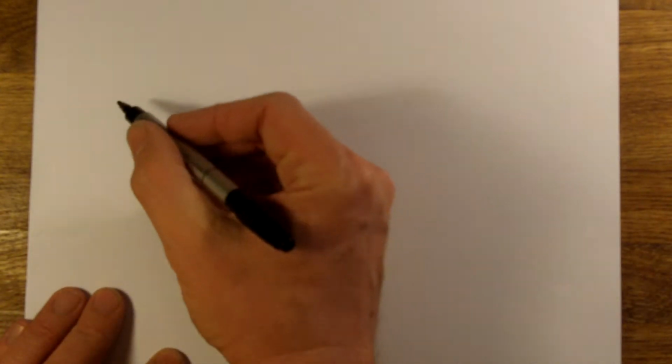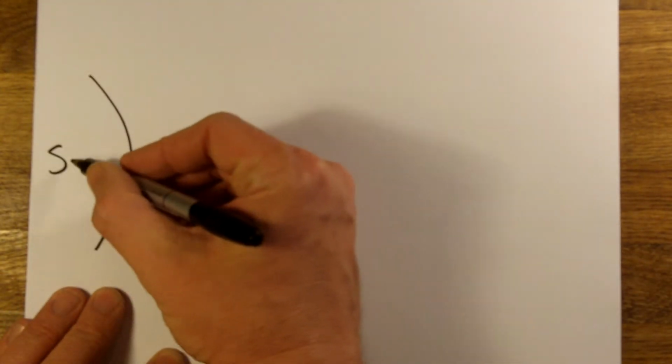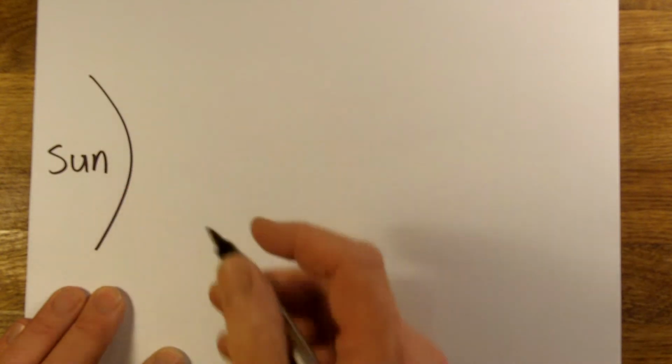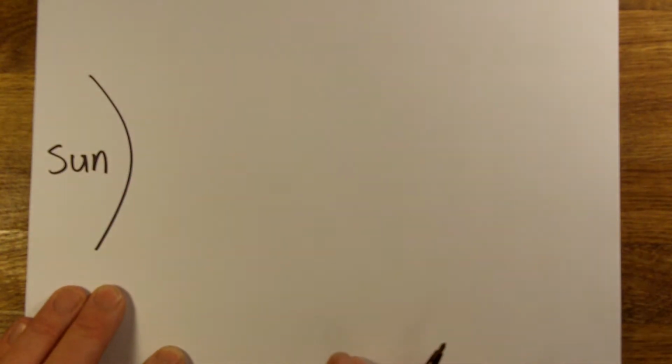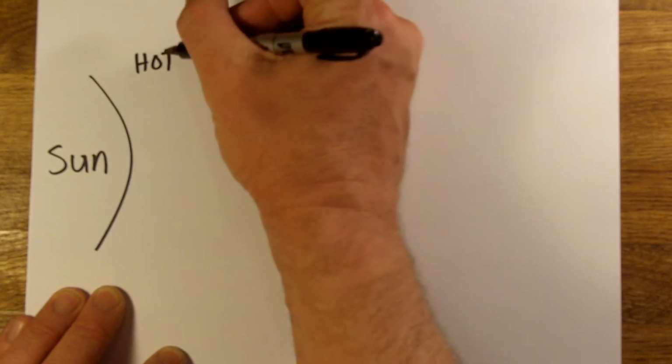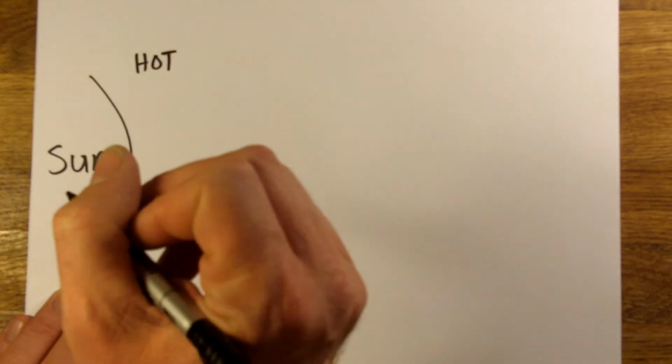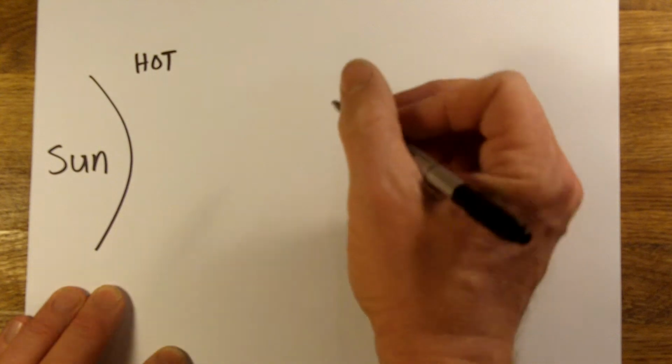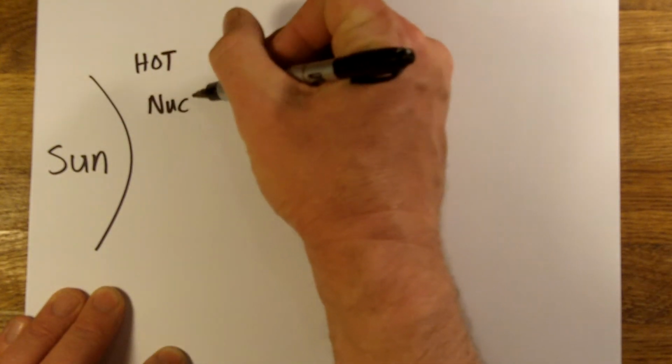Our solar system consists of our sun, which contains about 99 or more percent of the mass of the solar system. And obviously the sun is very, very hot, and the reason the sun is hot is because of the process that's going on in the nucleus of the sun, which is called nuclear fusion.